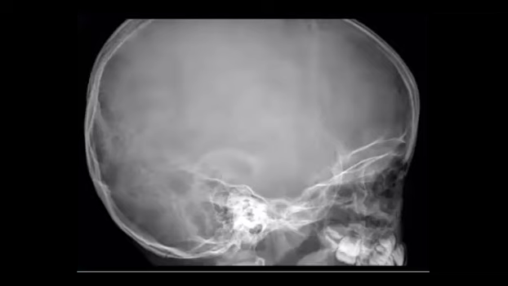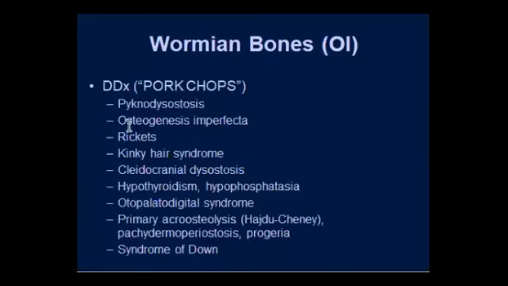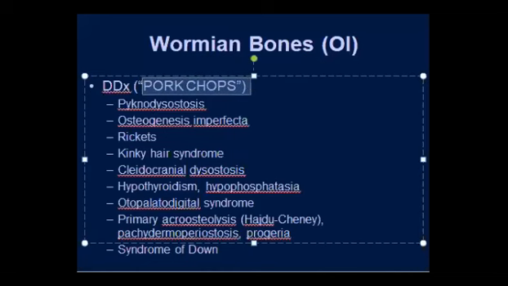So a young patient with osteogenesis imperfecta and wormian bones. So you have this differential: rickets, pyknodysostosis, osteogenesis imperfecta, cleidocranial dysostosis, and so on.